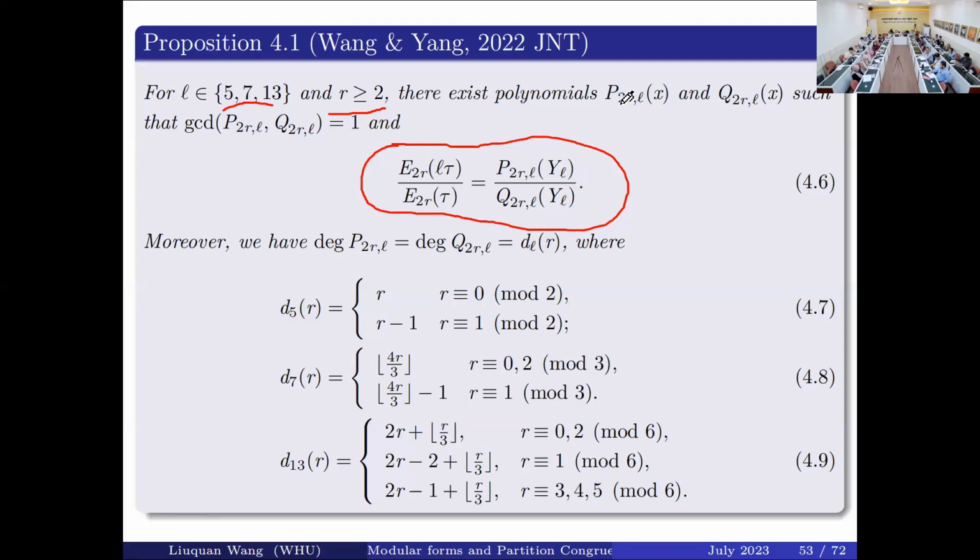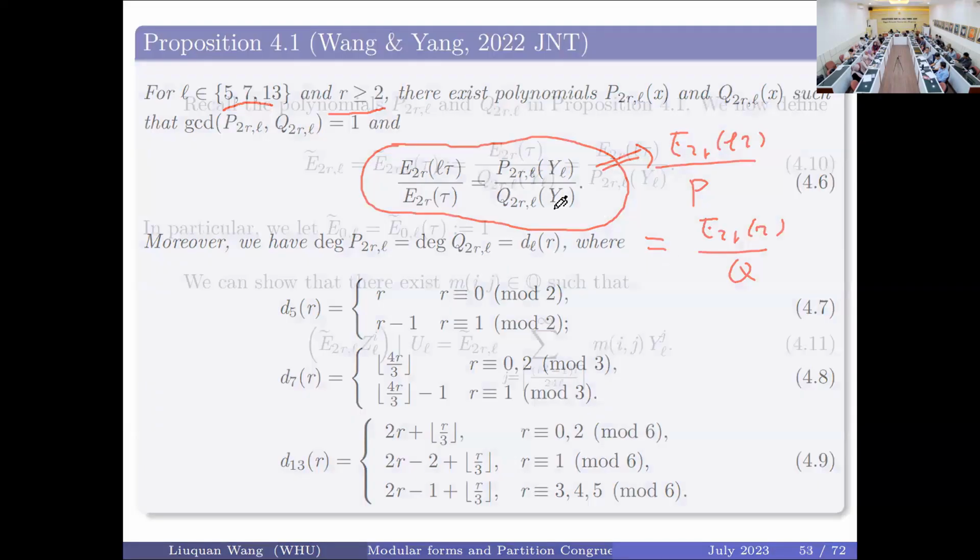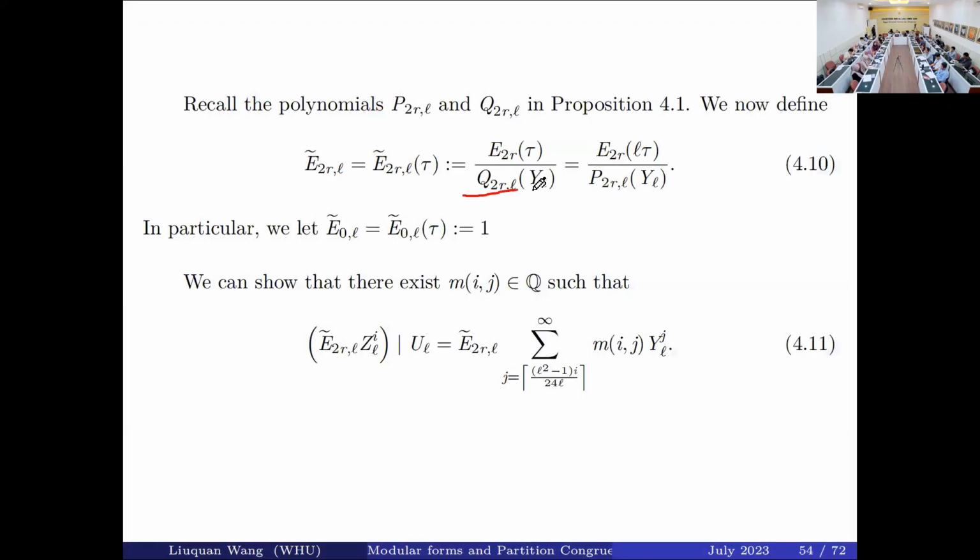In the next step, we will write this as E_{2r}(tau) divided by p equals E_{2r}(tau) divided by q. So this means we have such an equality. And now we denote this quotient by a new symbol. We denote by E_delta the quotient of this E divided by q. So this is denoted by E_delta.